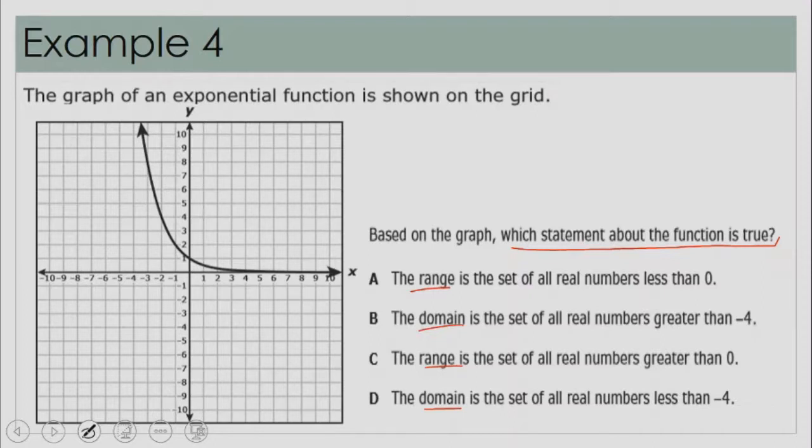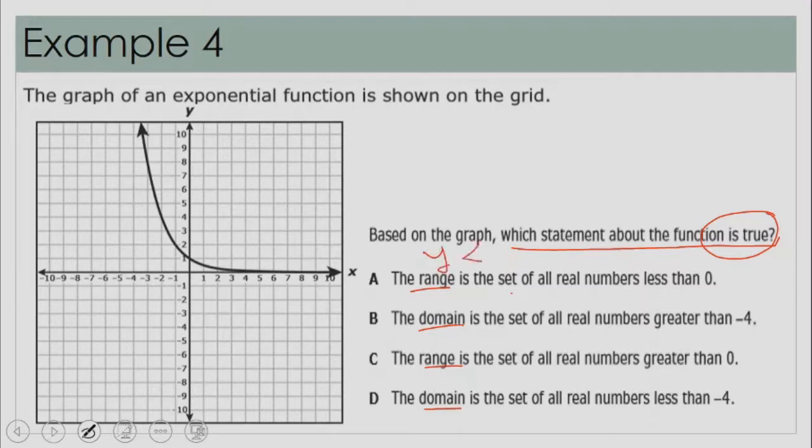Again, read through the answers and select the option that best describes the graph. In this case, you are looking for what is true. That means everything else is false. Only one is going to be true. So the range is the set of all real numbers less than 0.